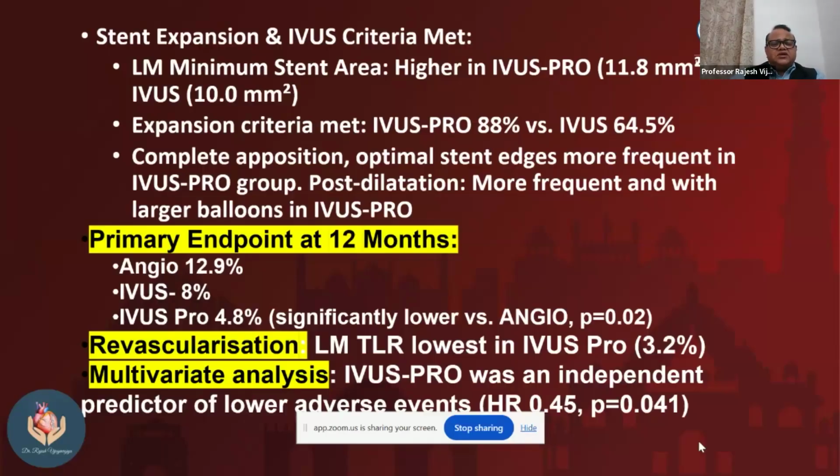And see what is impressive about the primary endpoint at 12 months: angiographic guided is 12.9%, IVUS guided is 8%, and IVUS Pro, when you have looked into the distal reference and then dilated the stent with the balloon to have an MSA of more than 90% compared to the reference diameter, the IVUS Pro had 4.8% primary endpoint at 12 months of follow-up. So this is something impressive, and therefore one should have an optimal result even with the IVUS use.